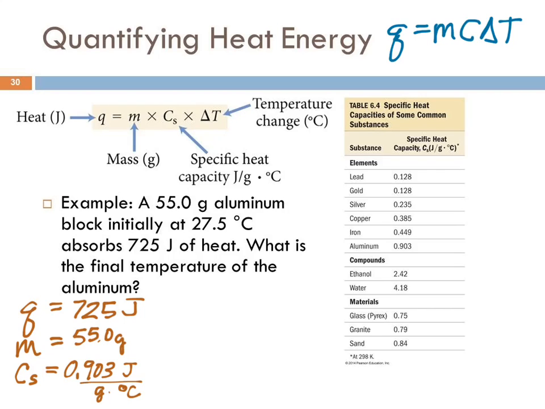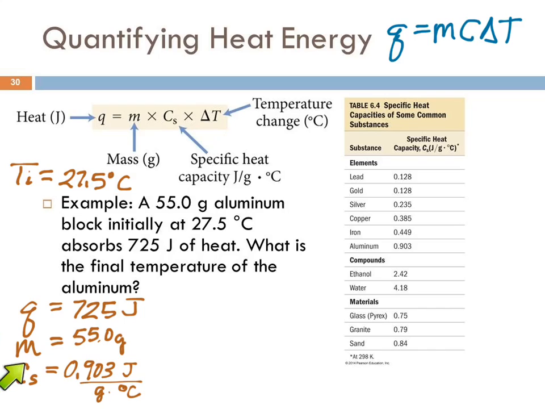Now, this temperature, is that the delta temperature? Is that the change in temperature? No. It's initially at this temperature. So that must be the initial temperature, right? Well, let's put that up here. This is not a well thought out slide. So the initial temperature is 27.5 degrees Celsius. They want the final temperature.